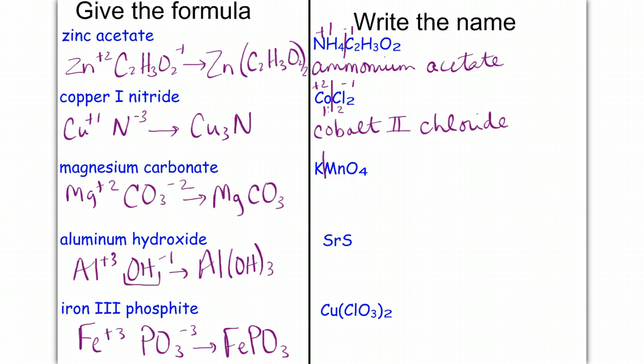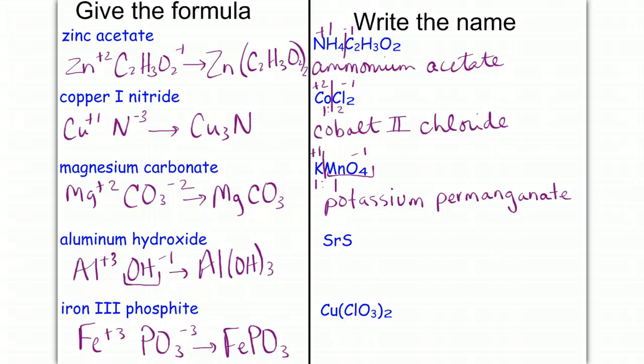Here's my dividing line. I have a 1-to-1 ratio. I can look at the periodic table to know potassium is +1, which means this must be a -1. So I have potassium, and if you look at your ions list, MnO4 with a -1 charge is called permanganate. Not to be confused with manganate, which has a -2 charge.